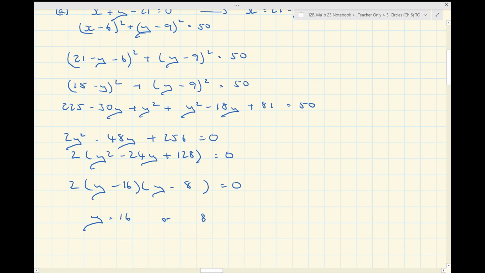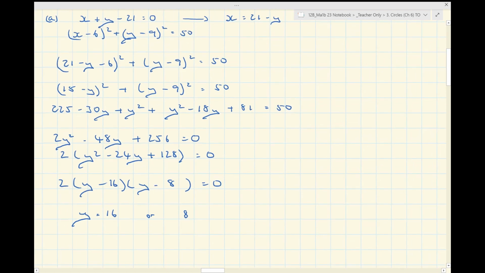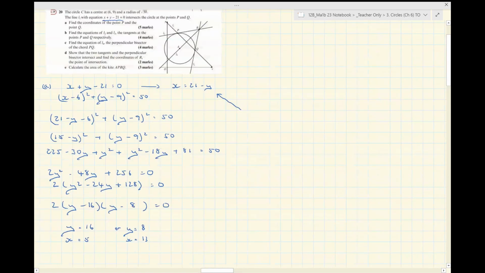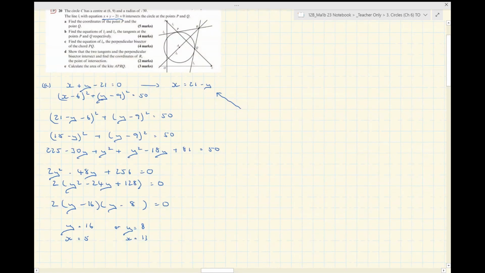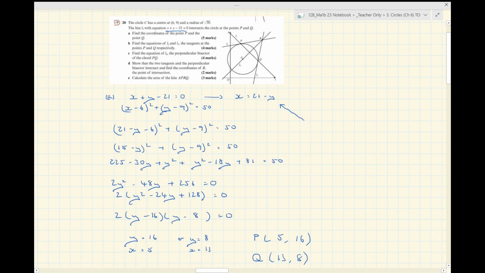Now each of those, of course, will have a corresponding value of x. I'm going to use this equation here. x is 21 minus y. So if y is 16, then x is 5. And if y is 8, then x is 21 minus 8, 13. So my 2 points here, they were the points P and Q. P has the lesser of the x coordinates, so P will be (5, 16), and Q will be (13, 8). And that is part A complete.